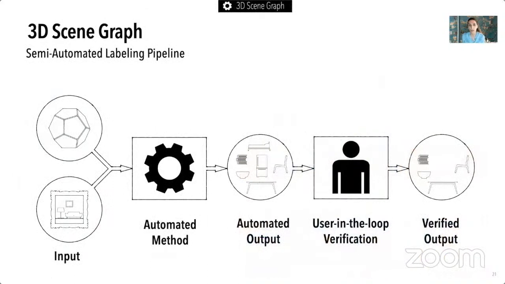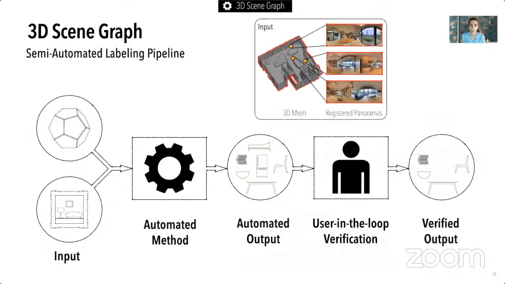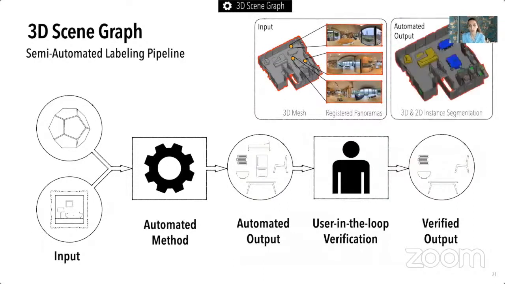Now let's see the semi-automated process by which we can get this semantic information, the 3D scene graph essentially, on the Gibson database or any other 3D dataset. So the input to this method is a 3D mesh with registered 2D panoramas. And the output is a 3D and 2D instance segmentation of the input.